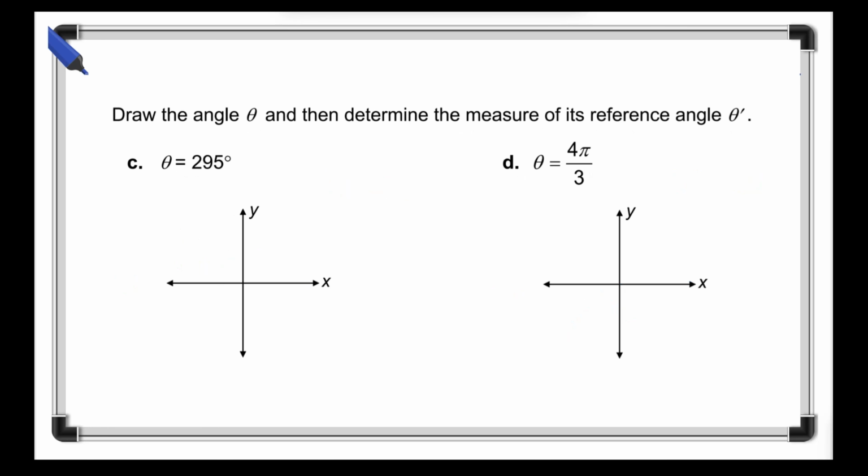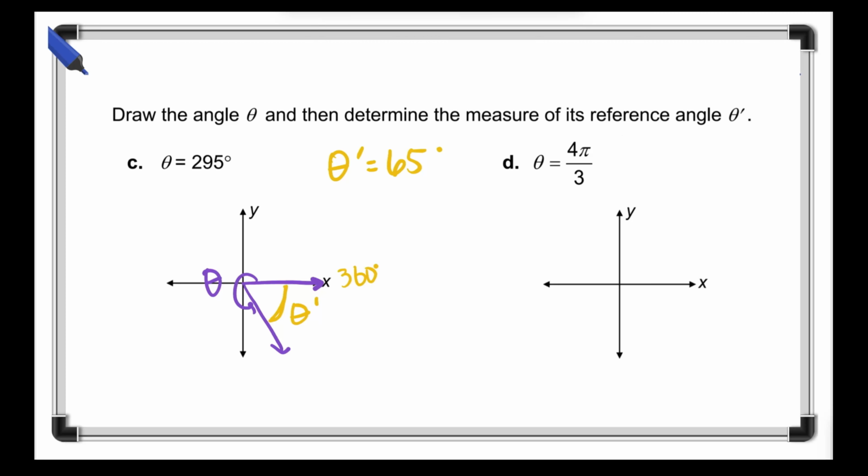Okay, here we have 295, so we're going to start here, and 295, we're going to go past 180, 270, 295 is going to be right around here. So here is our angle, and our closest x-axis is that 360, so 360 minus 295. Our reference angle is going to be 65 degrees.